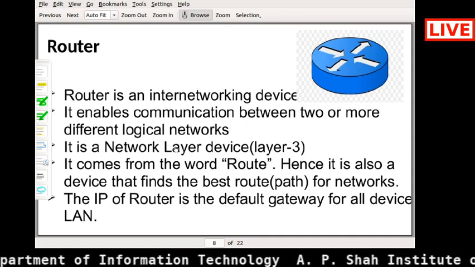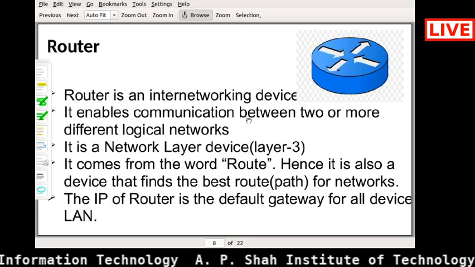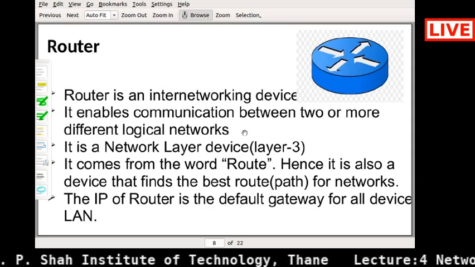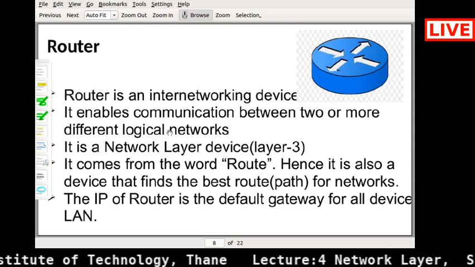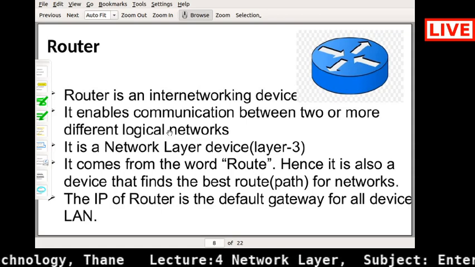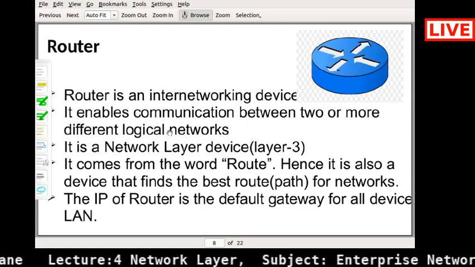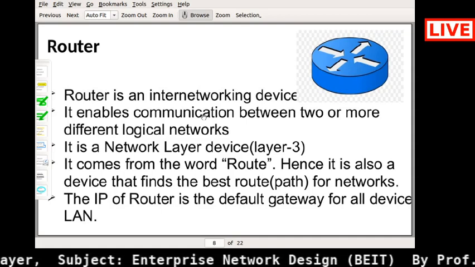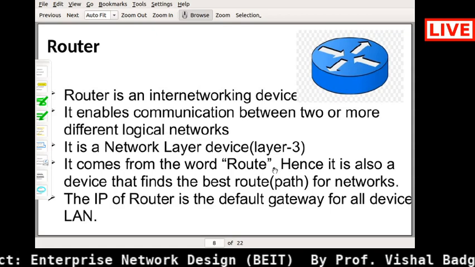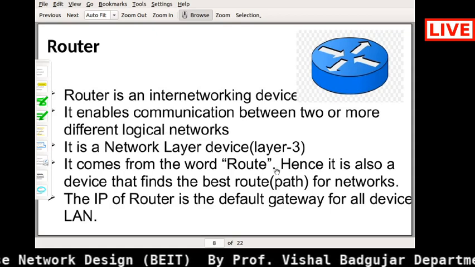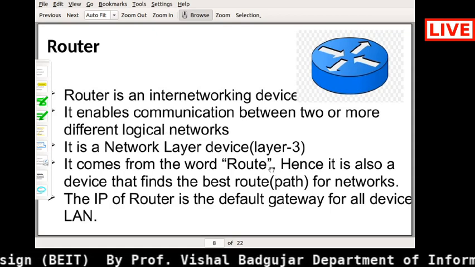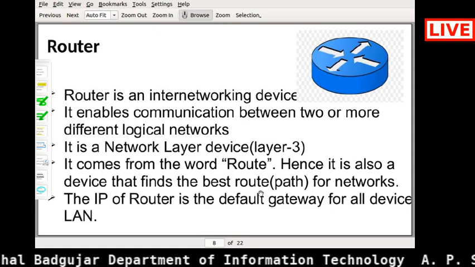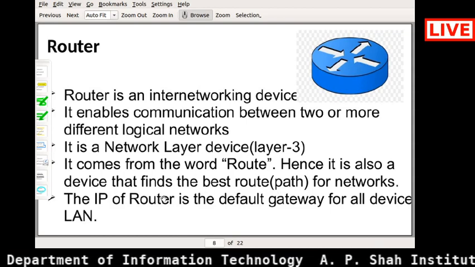It will find the best path for the network. For example, the shortest distance to send a packet from one network to another network. It will find the best shortest path, and accordingly it will send the packets. And if the best path it has selected goes down, in that case a different alternative path can also be found by this router networking device.